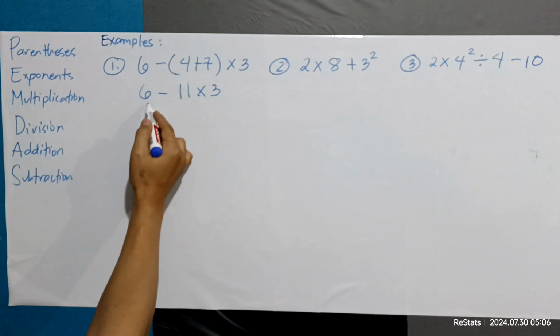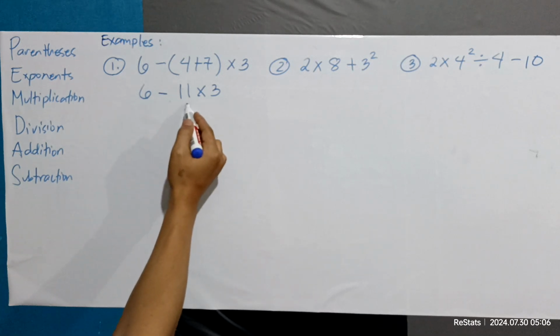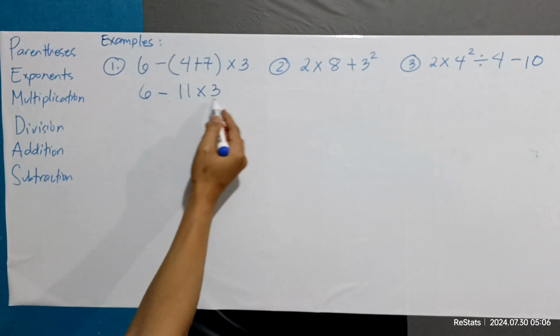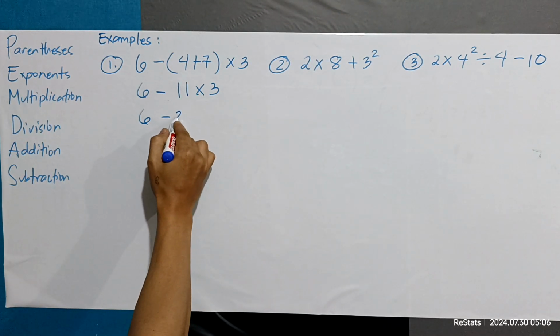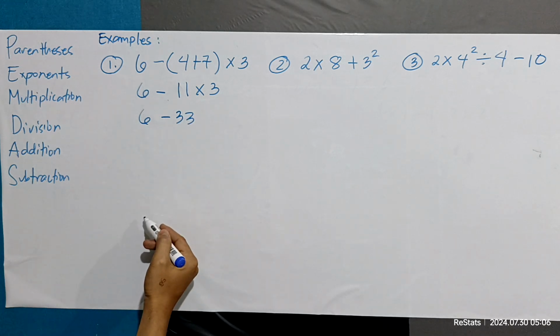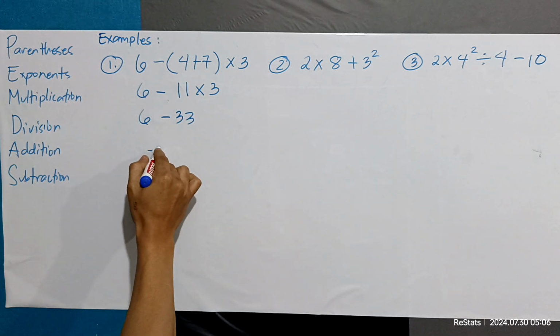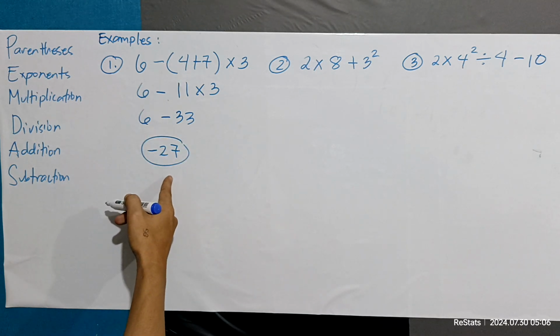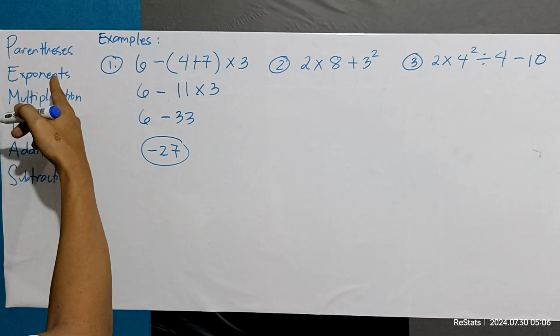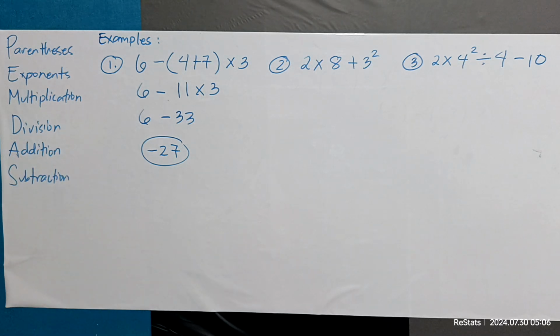In this case, we will not subtract 6 and 11. We will first multiply 11 and 3. That is 6 minus 33. And that is equal to negative 27. So this is equal to negative 27 applying the PEMDAS rule.